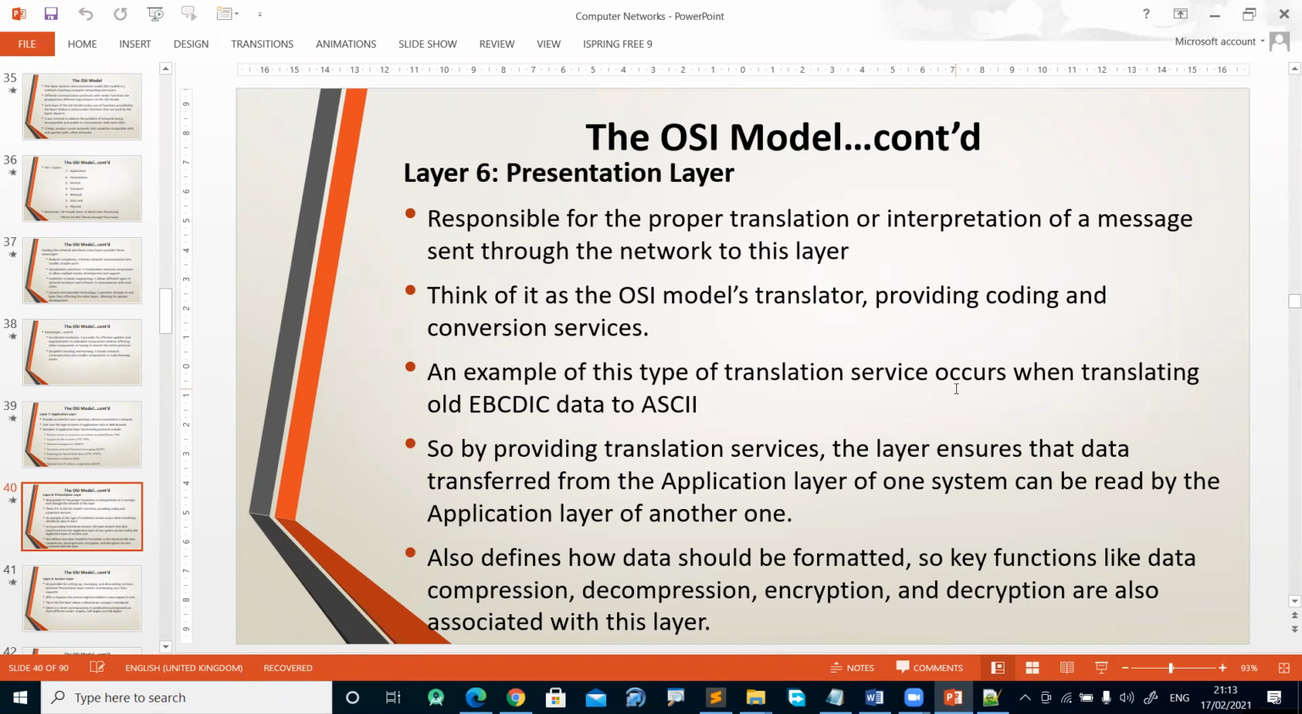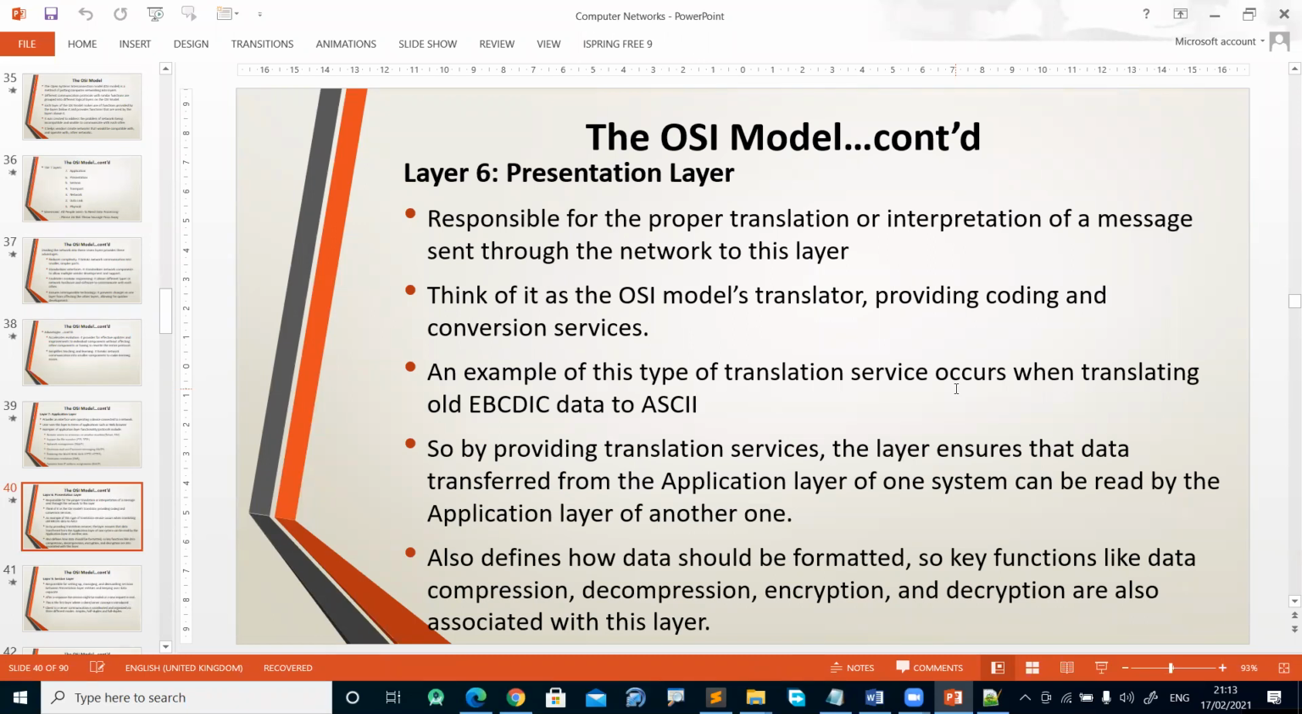Like the example that I've given, an example of this type of translation service occurs when translating old formats, but you must know that EBCDIC is old. Why is it old? IBM was the first company to make computers. No one else. Then came Lenovo, then Samsung, then HP. But who was first? IBM was first. And when IBM made bytes, and represented them as bits, they used 8 bits and named them EBCDIC, and they are still using EBCDIC because they were first.